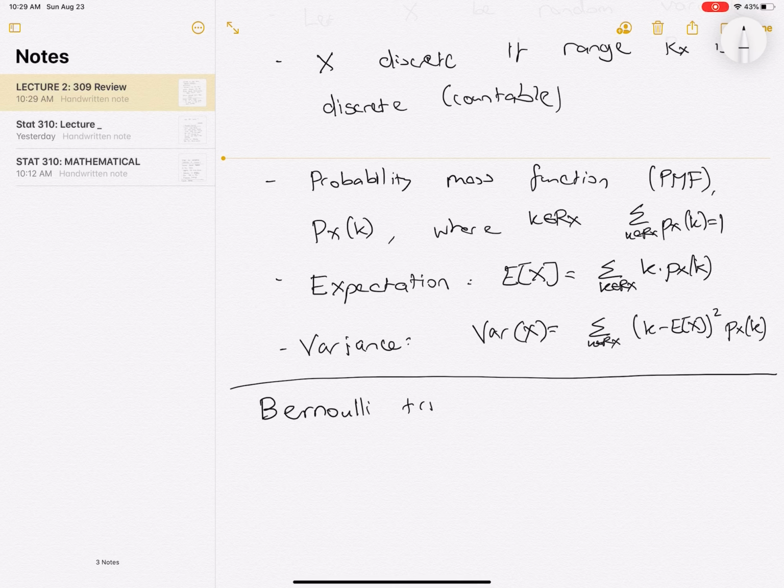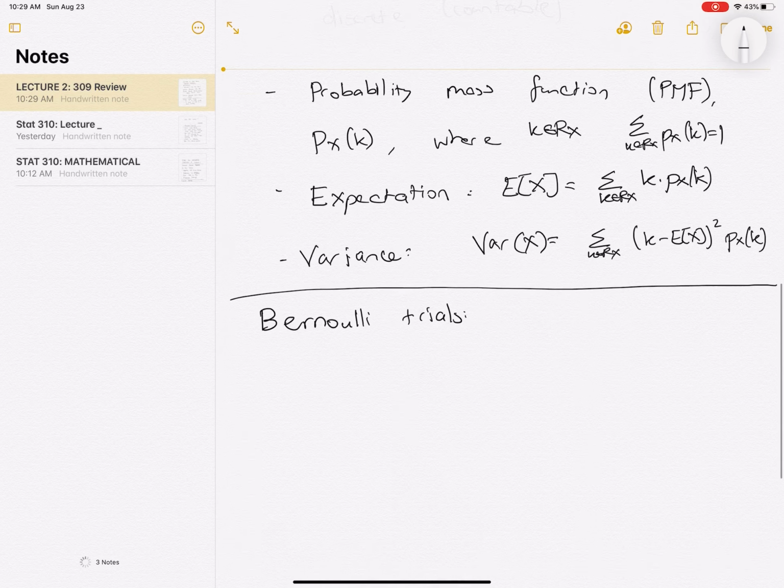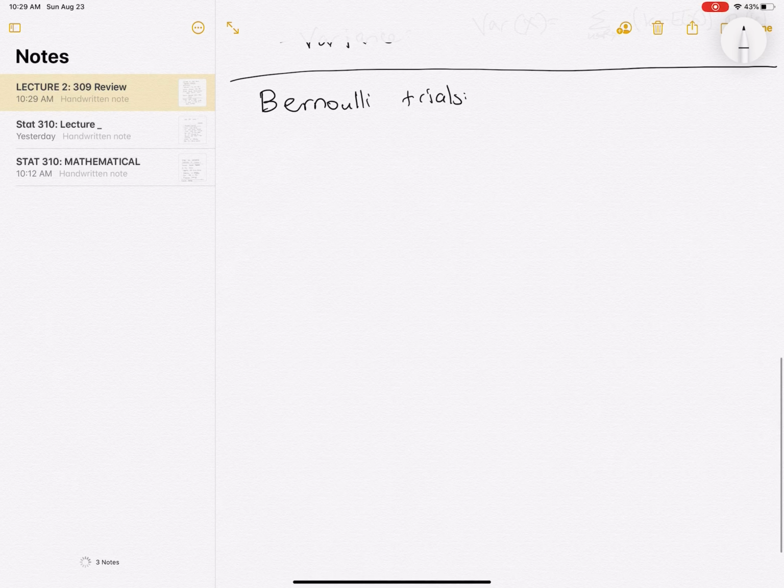Okay, so now I'm going to cover the key distributions that we're going to see in the course. And I think it's always important to keep in mind where these distributions come from. What's the story behind these distributions? In particular, for the first 4 distributions, the Bernoulli, binomial, geometric, and negative binomial, they can always be related back to Bernoulli trials.